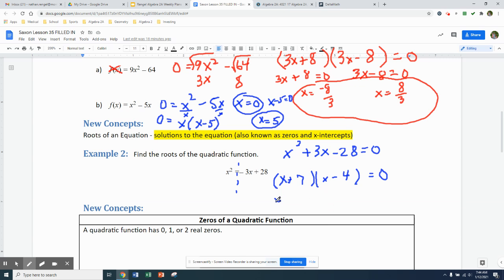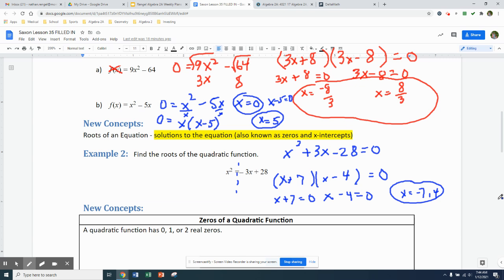Now I would set each of these equal to 0. X plus 7 is going to equal 0. X minus 4 is going to equal 0. And I get my 2 solutions. X is going to equal negative 7. X is going to equal positive 4. There's going to be my 2 solutions.